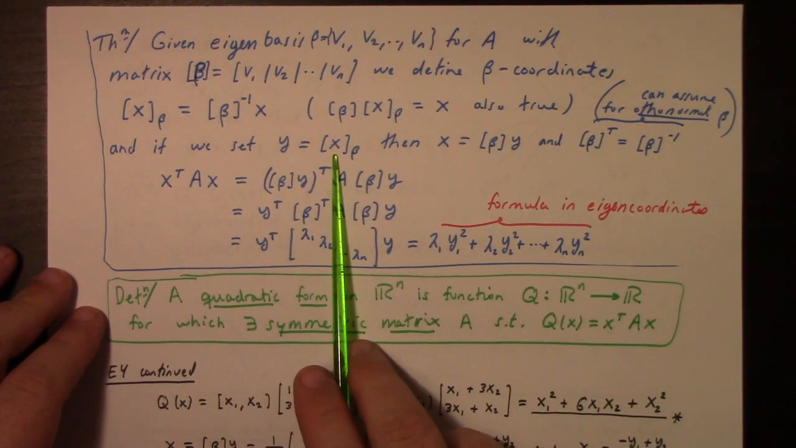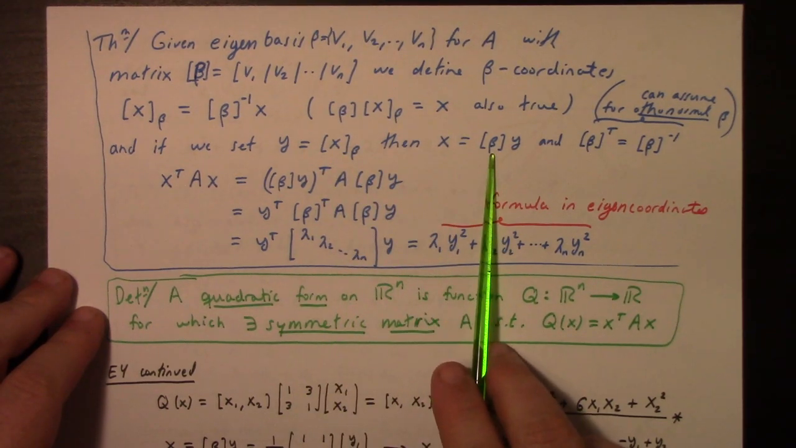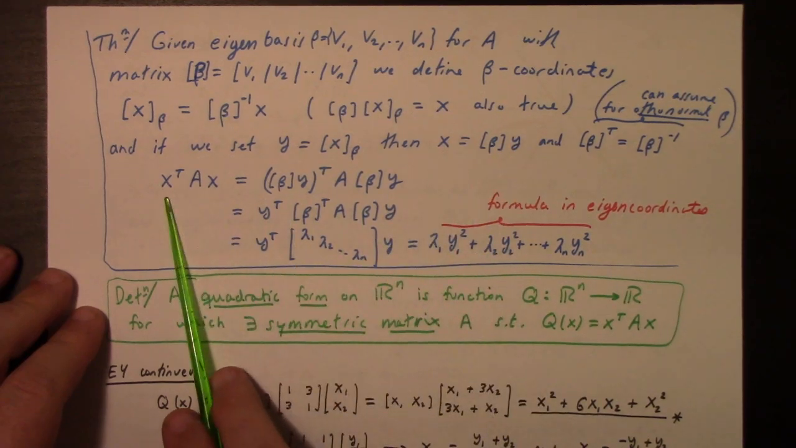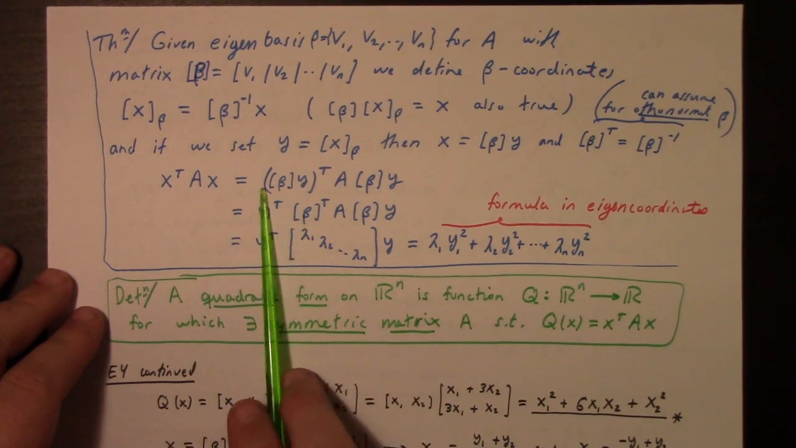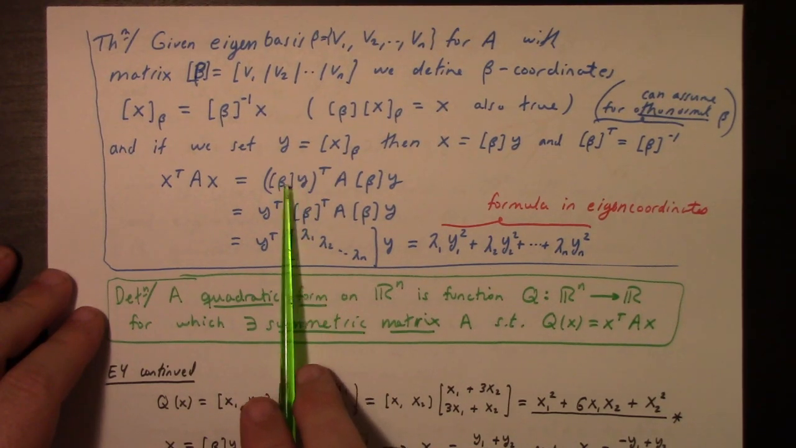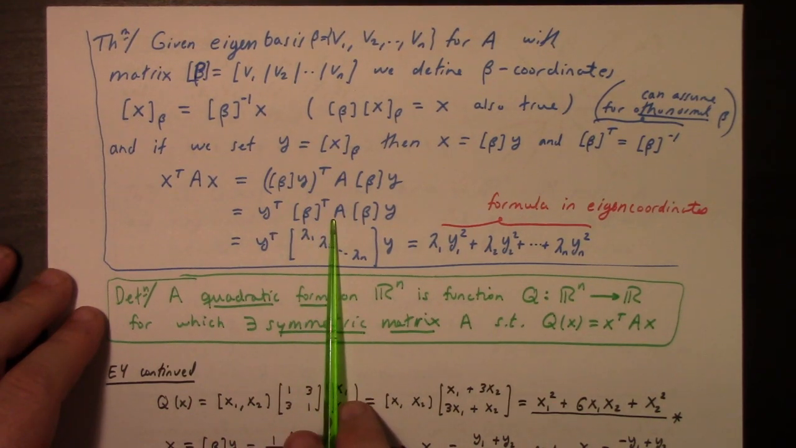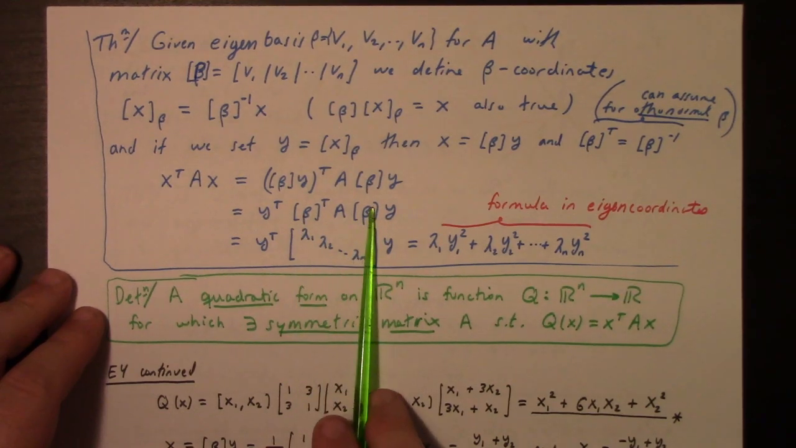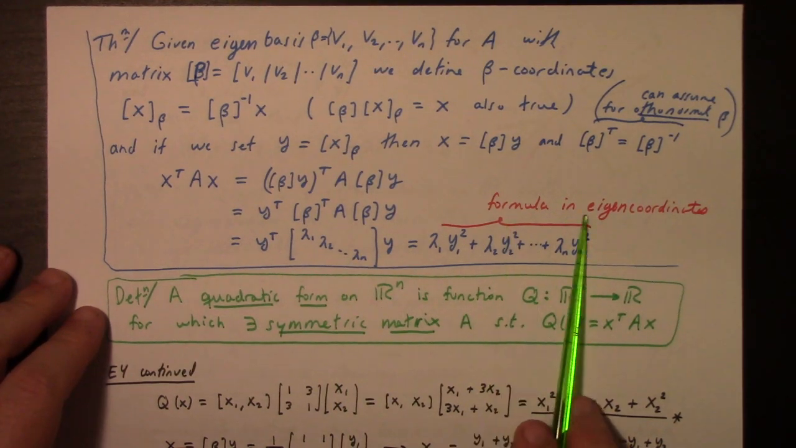Let's say y equals the beta coordinate of x, and that has the equation x is equal to matrix beta times y. And so if I take this equation down here, which we'll soon identify as the formula for a quadratic form, then by the socks-shoes principle, the transpose of a product is the product of the transposes in opposite order. So I get y transpose beta transpose A beta y, but lo and behold, that diagonalizes A into this, which means that if you use eigencoordinates on the quadratic form, you get this formula in eigencoordinates.